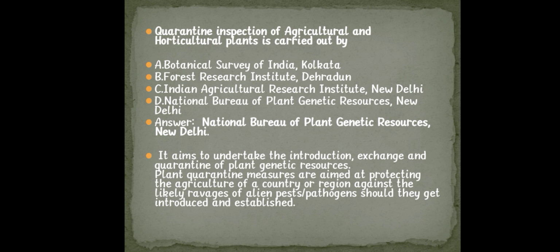So what is the purpose of this quarantine inspection of agriculture and horticulture plants? It aims to undertake the introduction, exchange and quarantine of plant genetic resources. Plant quarantine measures are aimed at protecting the agriculture of a country or a region against the likely ravages of alien pests or pathogens should they get introduced and established.